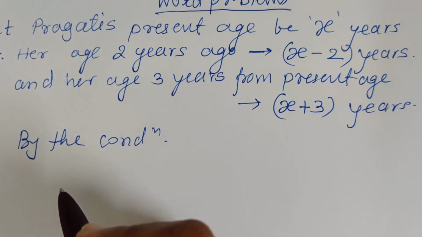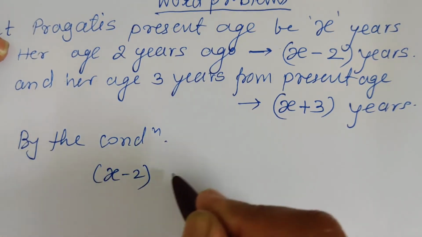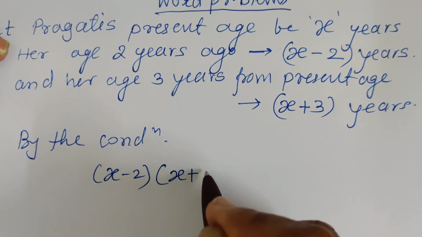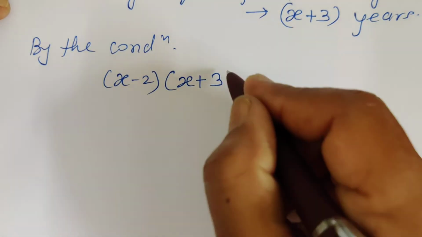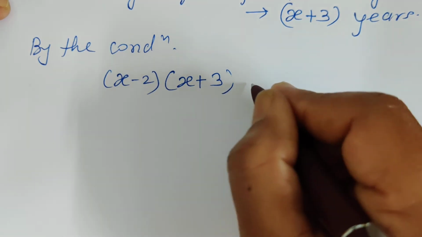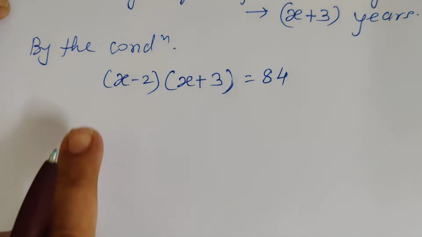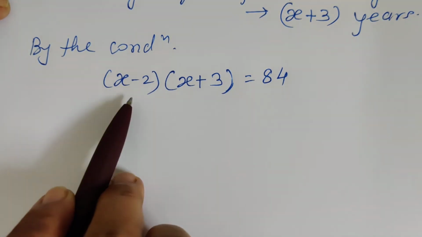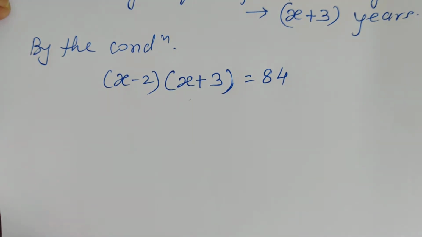That means the product of these two ages, before 2 years and after 3 years. So we will write here (x minus 2) multiplied by (x plus 3) equal to 84. Take the product of these two brackets. These are the two different terms. So take the product of these two brackets because it is said in the question.